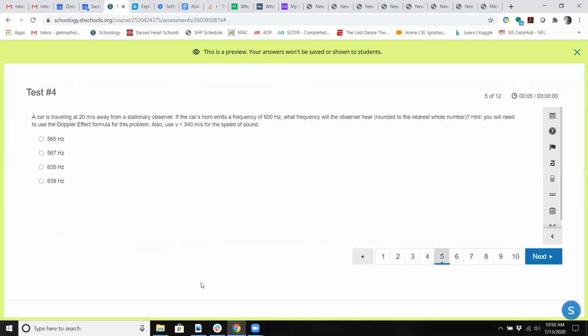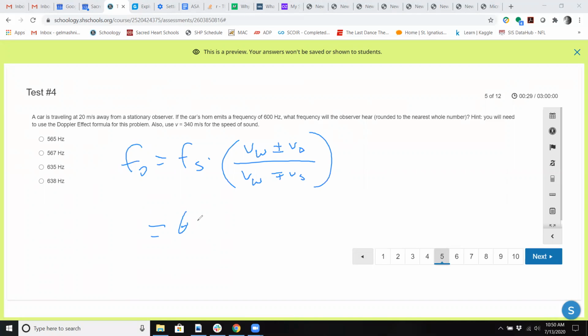Number 5 is dealing with Doppler effect. So the frequency of the observer equals the frequency of the source times the velocity of the sound wave, plus or minus the velocity of the observer, over the velocity of the sound wave minus or plus the velocity of the source. Well, the frequency of the source is 600 hertz. The velocity of the sound wave, assuming, is 340. You are stationary, and it's going away from you. So if it's going towards you, use the top sign. It's going away, do the minus.